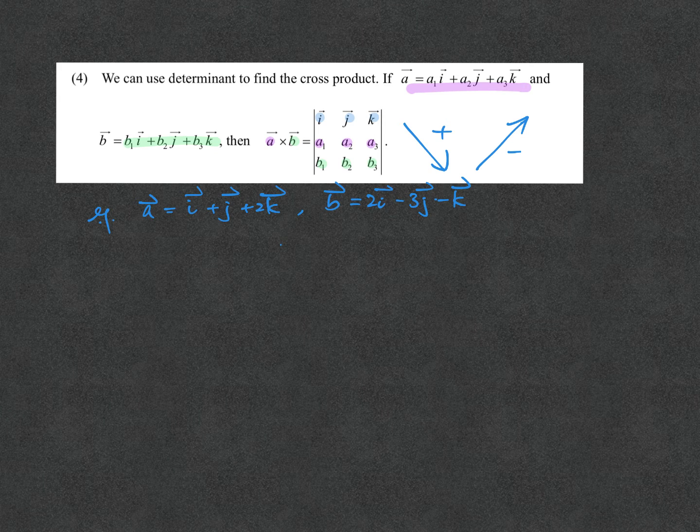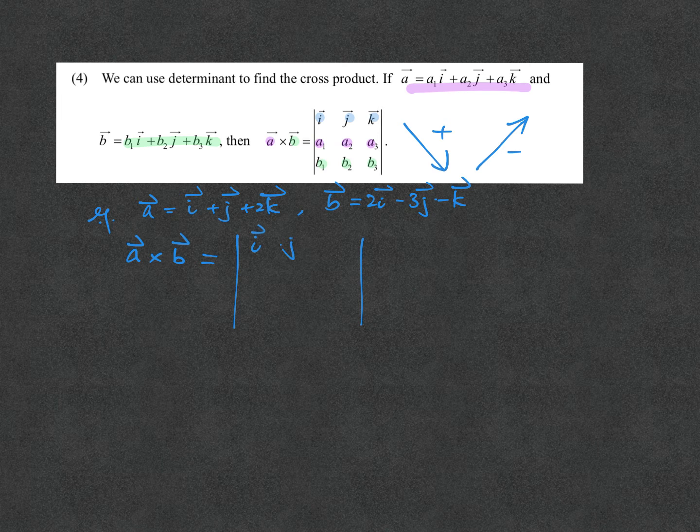Next, we take an example to illustrate how we can find the cross product precisely. For example, now I give you A vector, i plus j plus 2k, whereas B vector will be 2i minus 3j minus k. In order to find A cross B, at first we cannot write the vector precisely, but we try to take out the numbers one by one.